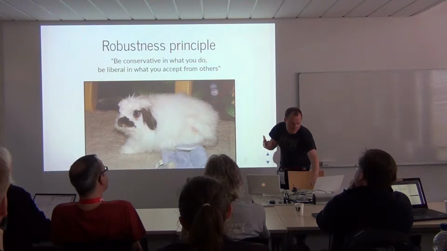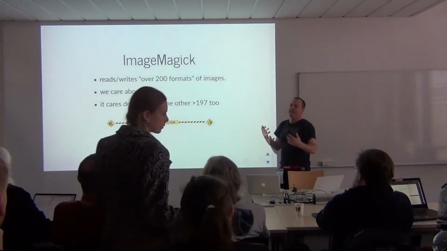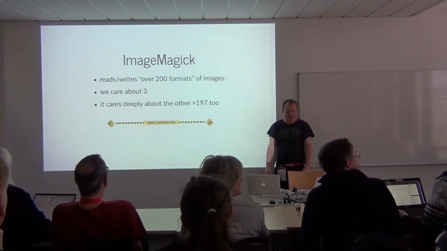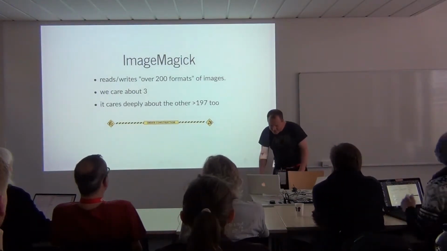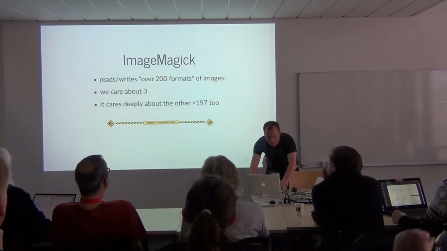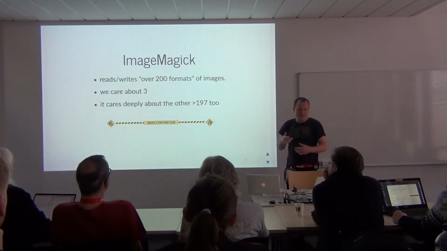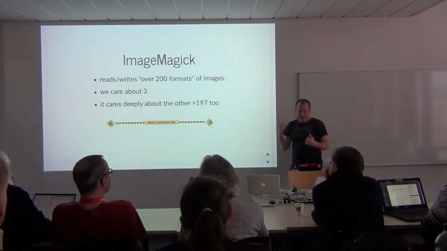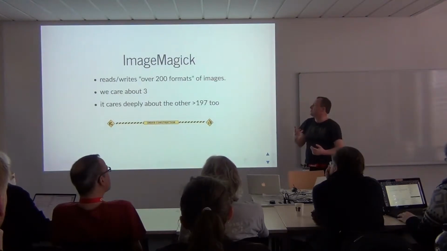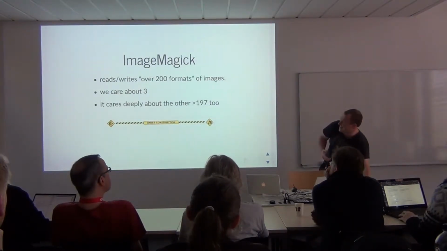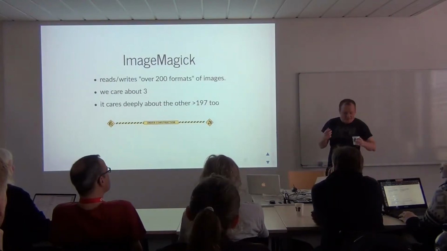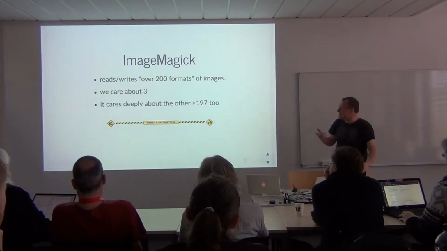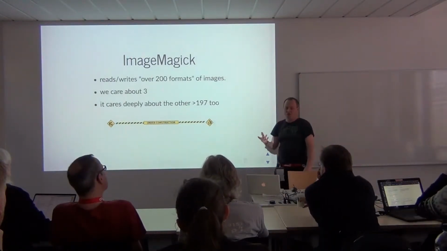ImageMagick is not quite as old as the internet or TCP or animated GIFs, but it's getting on to be that old. I had a note somewhere. I think it's, oh yeah, 1st of August 1990. Wow, I've got a note that worked. Now, it also tries to be liberal in what it accepts. It reads and writes over 200 formats of images. Now, that's great, but we care about 3 formats. The problem is that it cares deeply about the other 197 too.